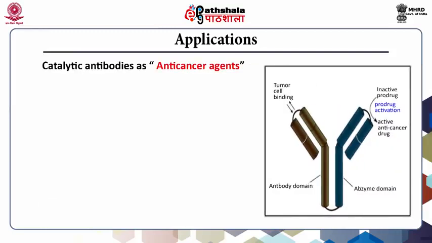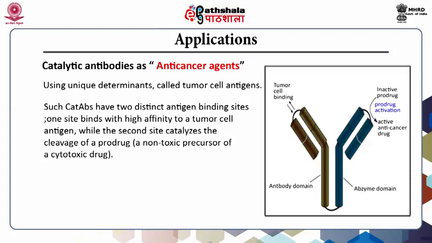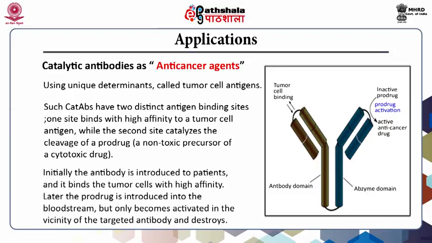Catalytic antibodies are also used as anti-cancer agents using unique determinants called tumor cell antigens. Such CAT-apps have two distinct antibody binding sites. One site binds with high affinity to a tumor cell antigen, while the second site catalyzes the cleavage of a prodrug. Initially, the antibody is introduced into the patient and it binds to the tumor cells with high affinity. Later, the prodrug is introduced into the bloodstream but only becomes activated in the vicinity of the targeted antibody and destroys it.